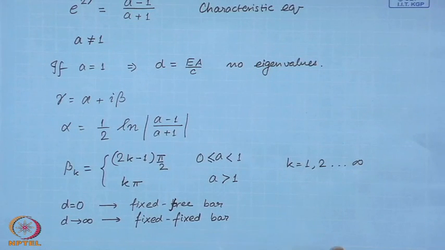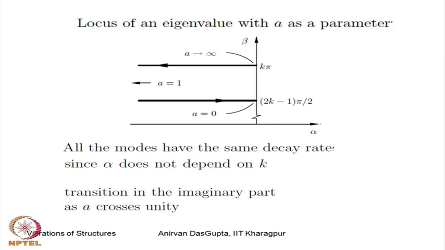Now, in this slide I have plotted the variation of alpha and beta, the solutions of gamma, the real part and the imaginary part, as A varies. When A is 0, we have a solution here. A will be 0 when the damping is 0, which means it is a fixed-free bar, while A is infinity when D is infinity. So, this is a fixed bar, and when A goes to 1, this goes to infinity, as we have already seen. This is the locus of the solution as A varies.